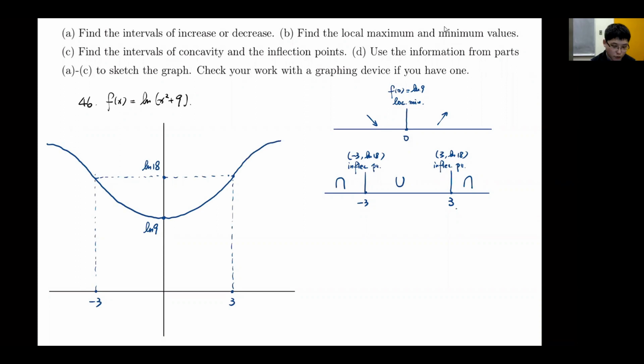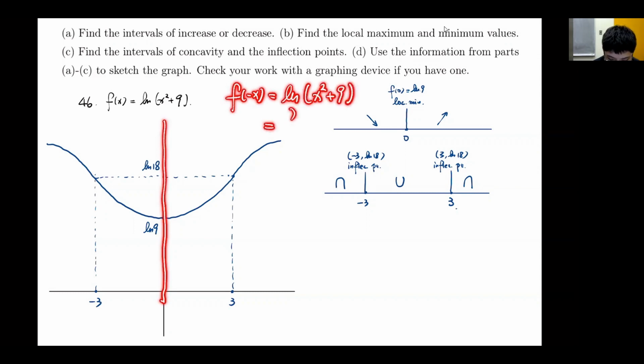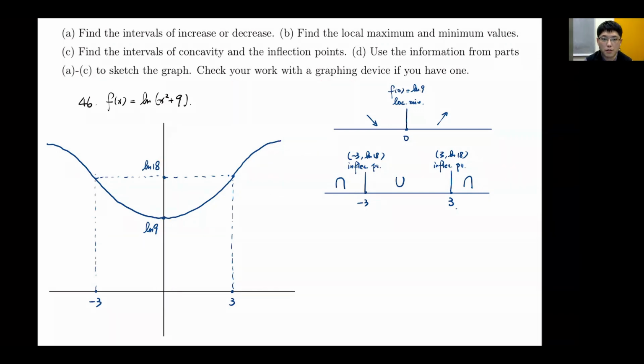As you see, I intentionally drew the graph to be symmetric about the y-axis, because if you compute f of minus x, you will see that f of minus x is the same as x squared, natural log of x squared plus 9, and that is the same as f of x. As a result, the function is even, and an even function should have a graph symmetric about the y-axis. On Thursday, we will discuss this point in a more systematic way.